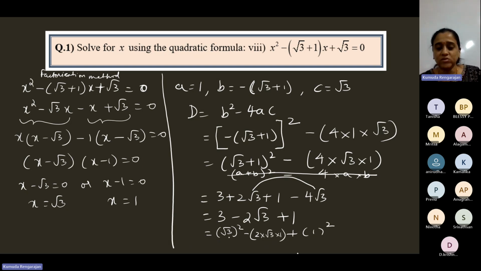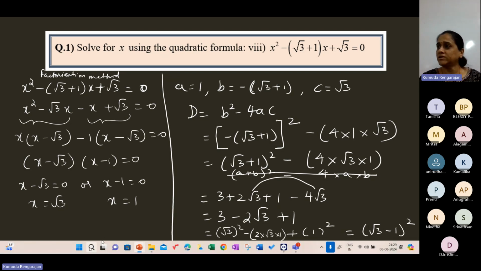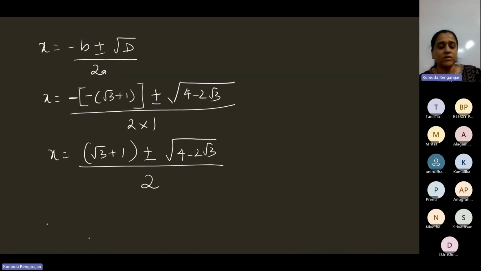So now write 3 as root 3 the whole square, 1 as 1 the whole square. So this is a square, b square. Then what is 2ab? 2 into a, which is root 3, and b, which is 1. So this is a minus b the whole square, because it's minus 2ab. So a minus b the whole square: root 3 minus 1 the whole square. Correct? So then what will you substitute here?